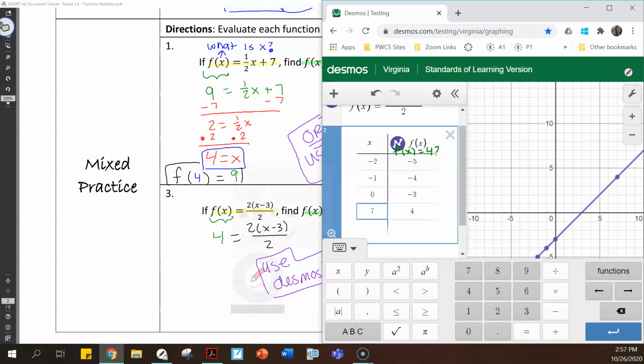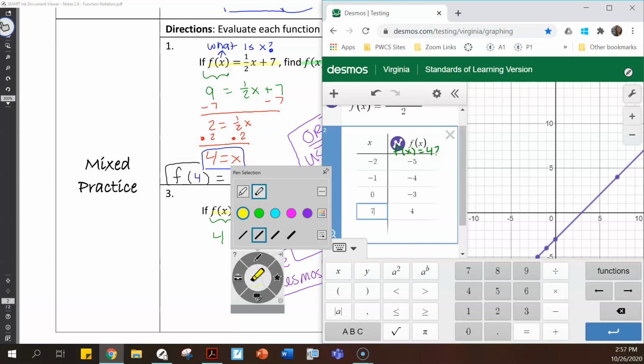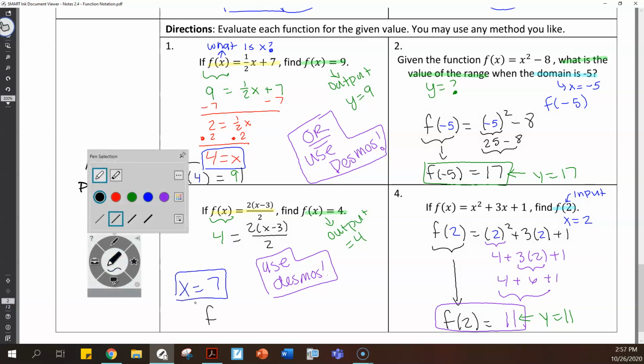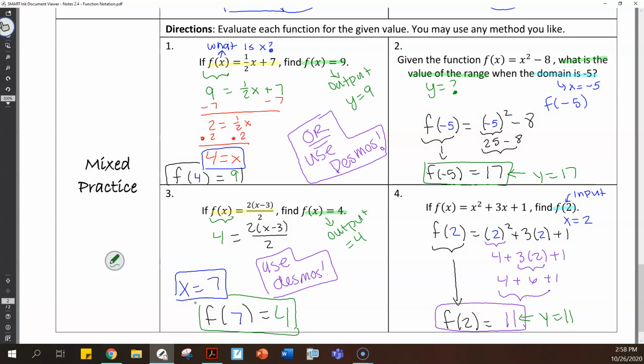So I'm looking for my y, or my f of x, or my output value, to equal 4. It does when x is equal to 7. So on your paper, you can write x equals 7. You can write f of 7, my input value, equals 4, my output value. Either of those is okay. You have to recognize that 4 is the y, 4 is the output value, and 7 is the input value that makes that output value work.